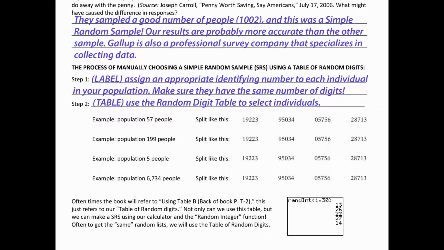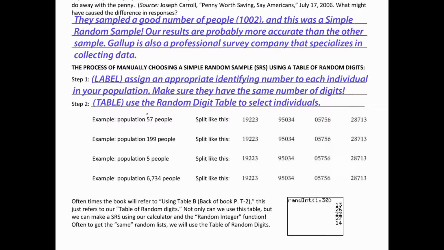The second step is to use the random digit table to select individuals. So if I get 15 out of my table, then I would choose the 15th house. If I got 01, then my house would be chosen.